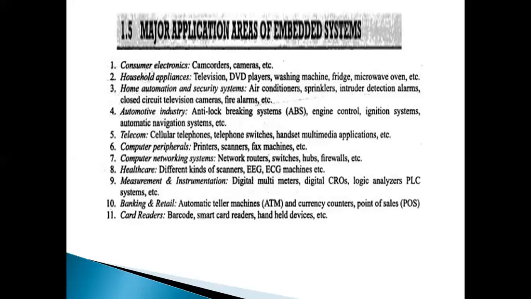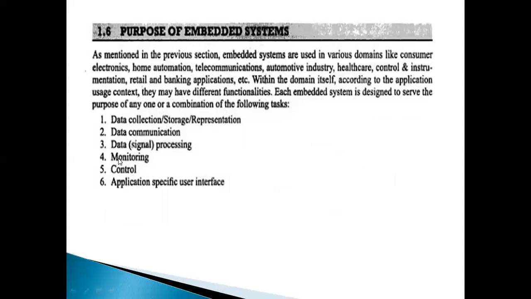Like that means everything will be automated using the embedded system. Next, card readers. So in the shopping malls, the barcode readers or smart card readers, all those devices will be there. Each of these devices has very small embedded systems. These are the various application areas.